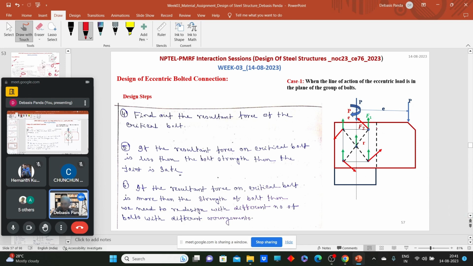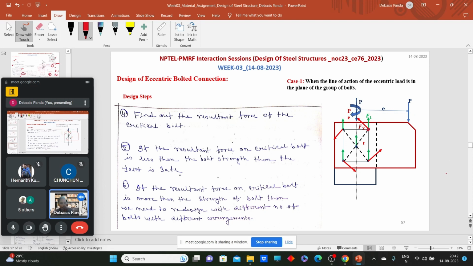We design the joint. But now what do we need to do? We need to check the joint we have designed. Is this joint safe or not? How can we ensure the safety? We can ensure the safety by finding the resultant force on the extreme bolt. The resultant force on the extreme bolt should be less than the strength of the bolt. If that occurs, then you can say whatever I have designed is safe.